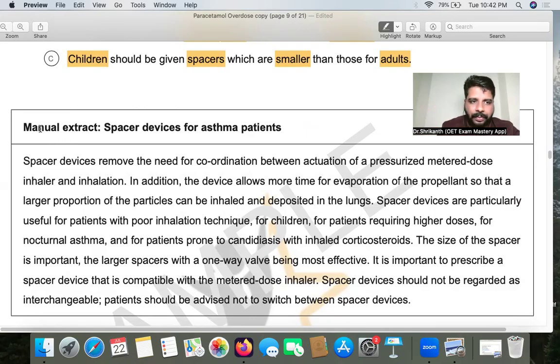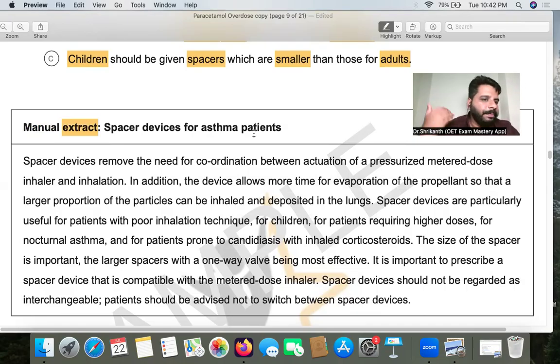Manual extract. Okay, spacer device. Extract means what? Extract means a tiny portion. When you're extracting blood from the patient, what do you do? You're just taking a small, tiny portion only. Okay, it's a very big instruction manual, and from that very big instruction manual, a small portion you are taking. That is why it is called a manual extract. Okay, spacer devices for asthma patients.